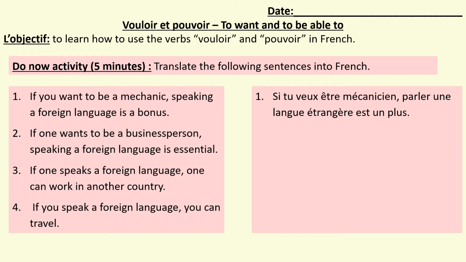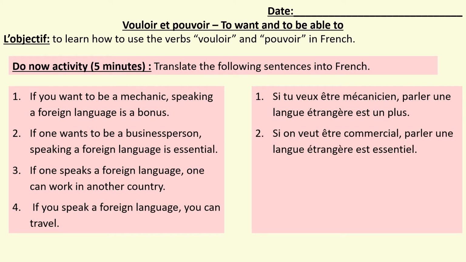Numéro 1. Si tu veux être mécanicien, parler une langue étrangère est un plus. Okay, so here, make sure you've got your accents on être, mécanicien, and the 2 on étrangère. And étrangère is quite difficult, so make sure you pause and you really take time over the spelling and accents there as well, as they're in different directions. 2. Si on veut être commercial, parler une langue étrangère est essentiel. Again, make sure you've got your accents on être and étrangère.